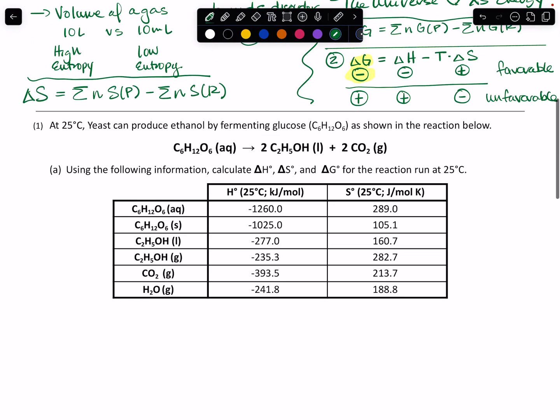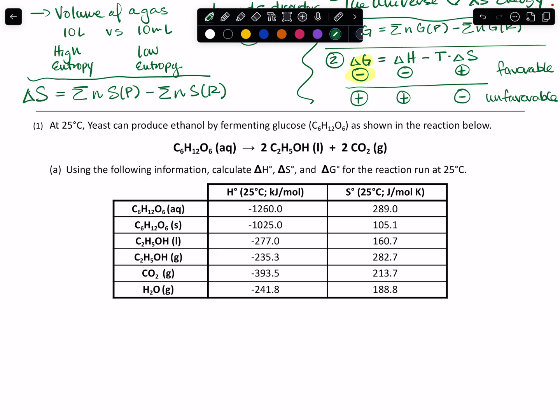All right, this first one at 25 degrees Celsius, yeast can produce ethanol by fermenting glucose, C6H12O6, as shown in the reaction below. Use the following information to calculate delta H, then delta S, and then delta G for the reaction run at 25 degrees Celsius.